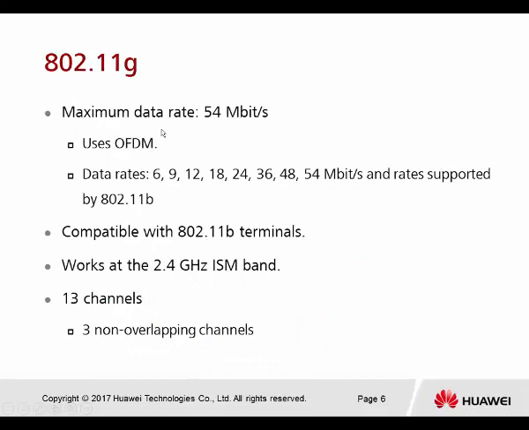For 802.11g, the maximum data rate can go up to 54 megabit per second. This one uses OFDM modulation. The data rates are the same as 802.11b, and it is fully compatible with 802.11b devices. This works at 2.4 GHz. There are a total of only 13 channels and 3 non-overlapping channels.